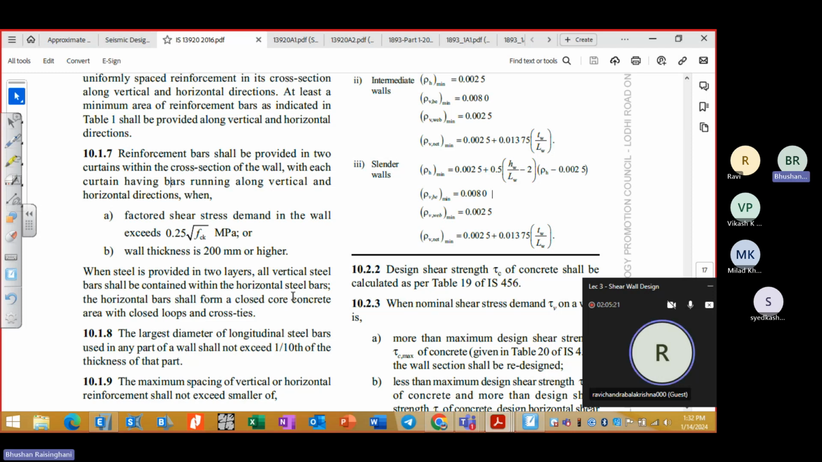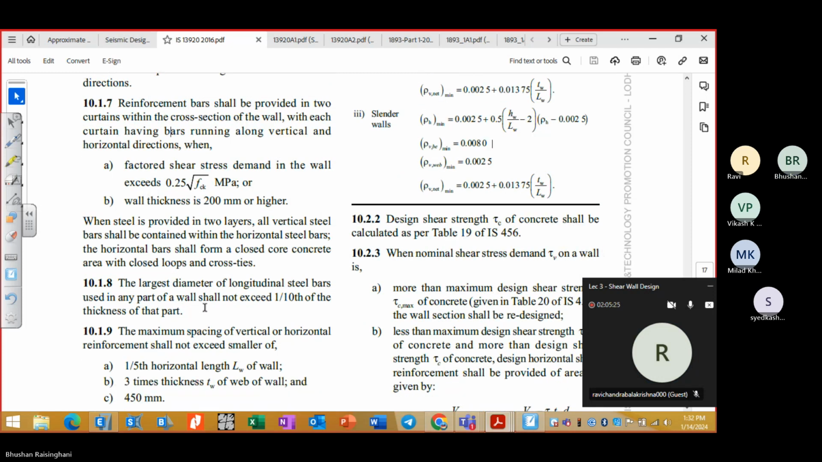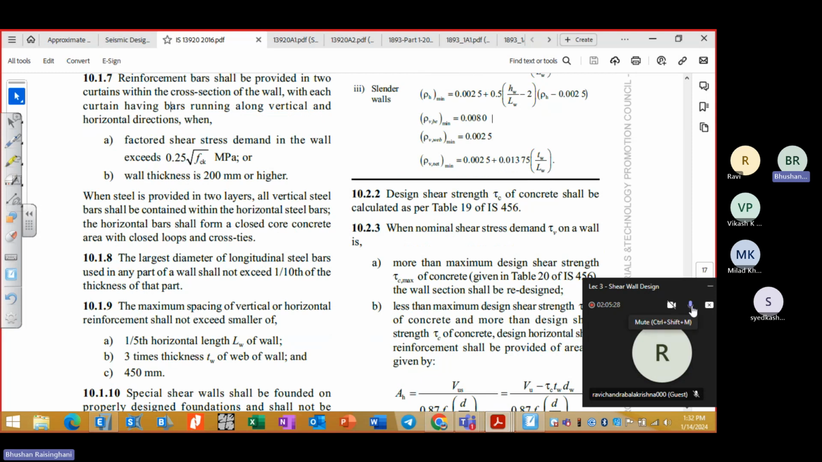Your horizontal bar should enclose the vertical bars. The largest diameter of the longitudinal steel bar used shall not exceed 1 by 10 of the thickness of that part. So if thickness is 200, you cannot use more than a 20 dia bar. So the largest diameter of the longitudinal bar shall not exceed 1 by 10 of the thickness of the wall.